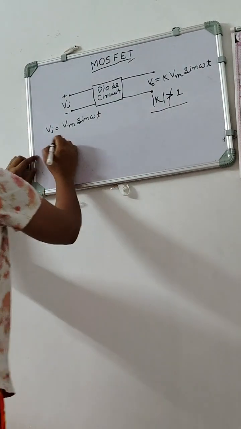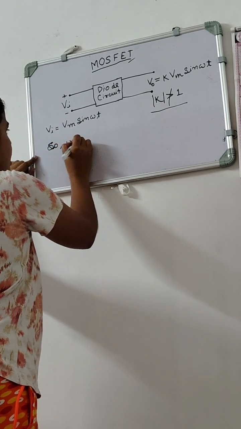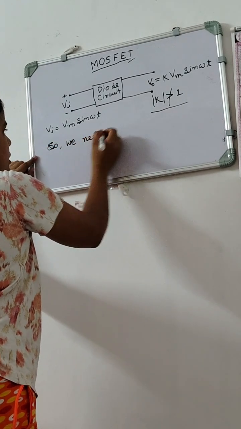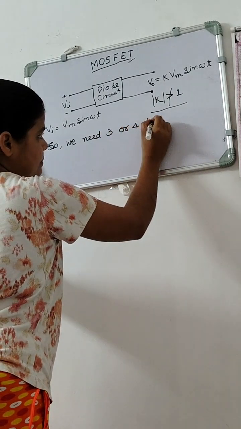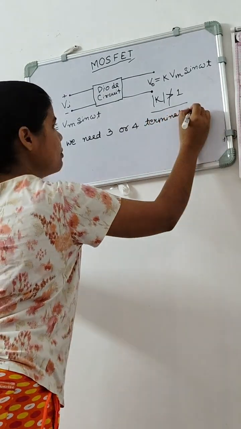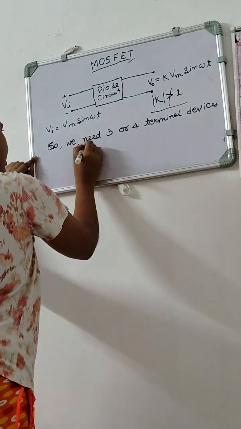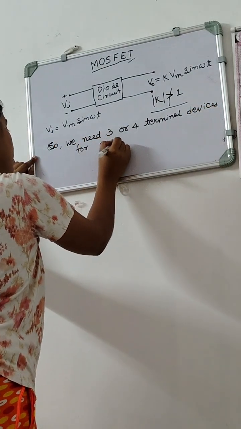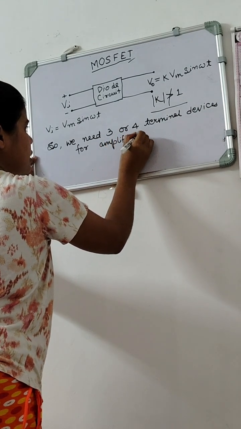So that's why we need three or four terminal devices for amplification of the input.